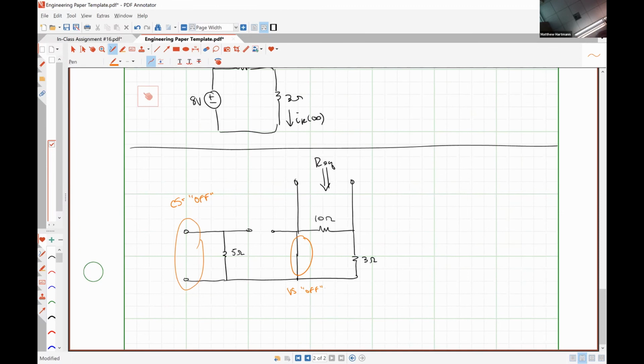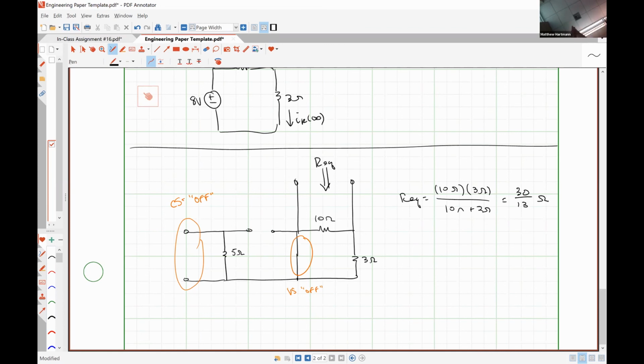All right, so what resistance does the inductor see? 10 in parallel with 3. That's right. So REQ is 10 ohms in parallel with 3 ohms. That's 10 ohms times 3 ohms over 10 ohms plus 3 ohms, which is 30 over 13 ohms.